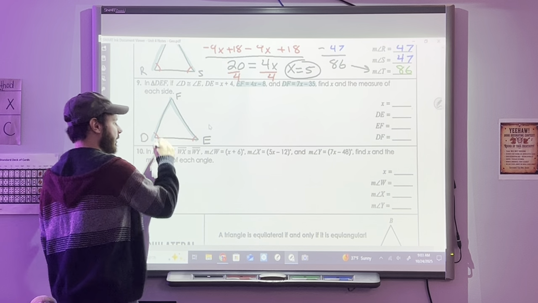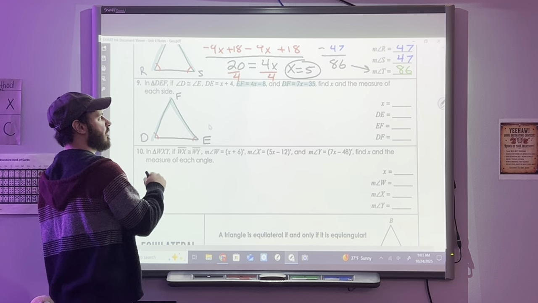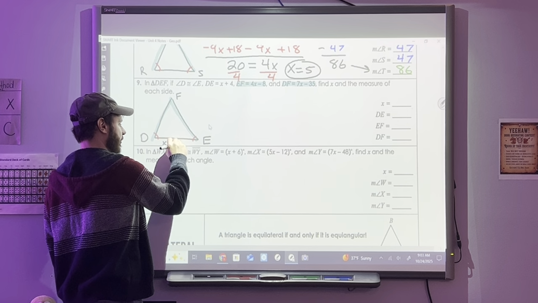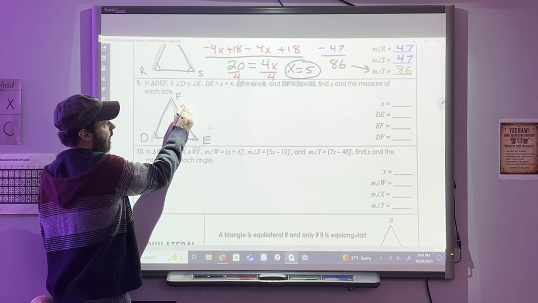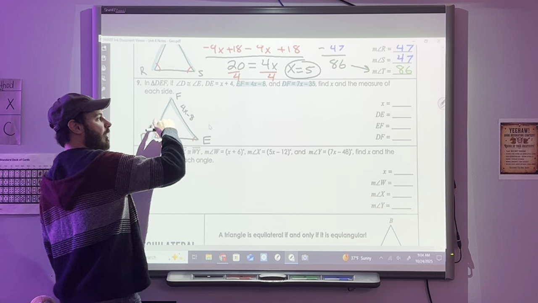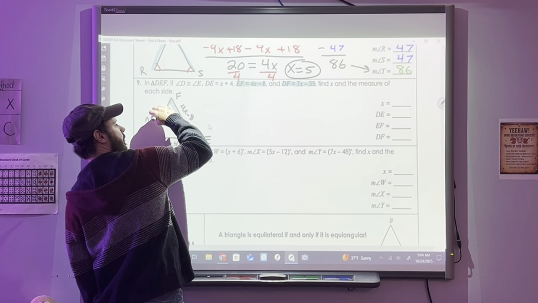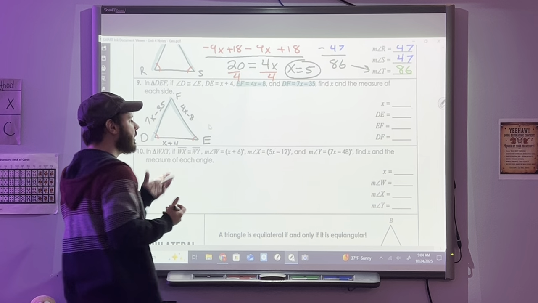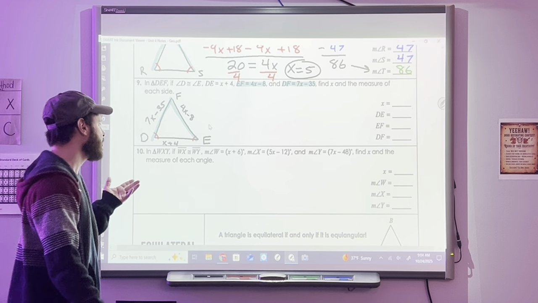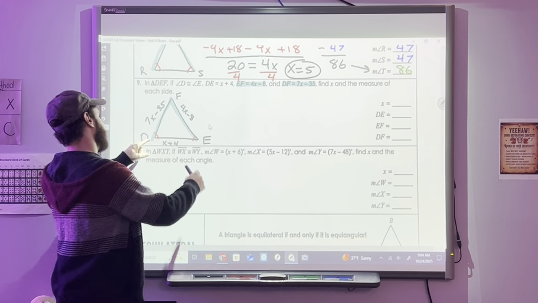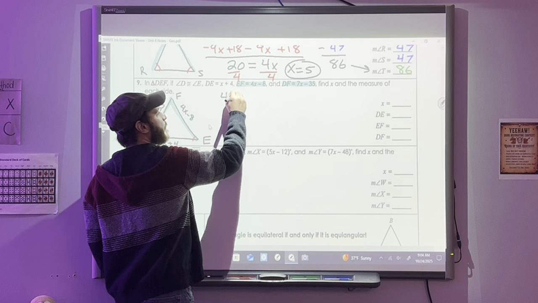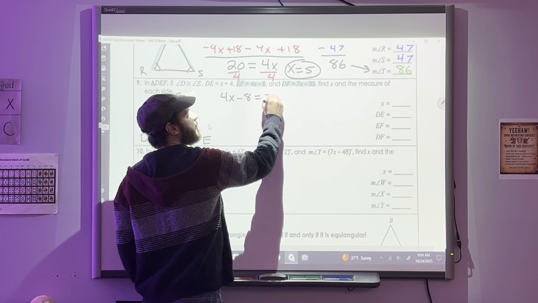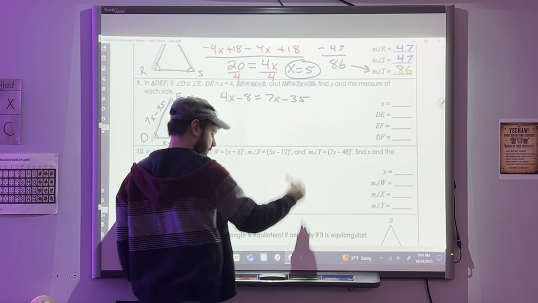I don't need to go around and label every side. I could say that DE is x plus 4, EF over here is 4x minus 8, and then over here, 7x minus 35. Totally can do this, but I don't need to if I just know. If I draw my triangle the same way every time, I know that these ones are congruent, then I can go find them. 4x minus 8 equals 7x minus 35.